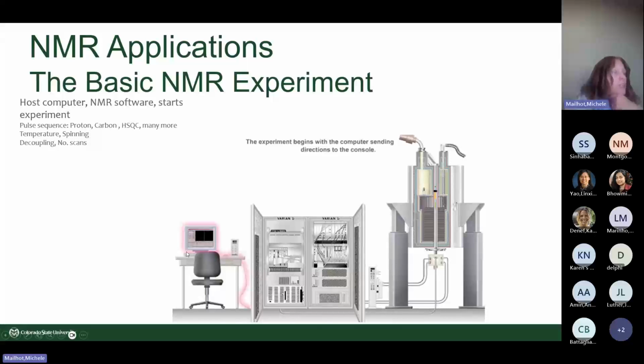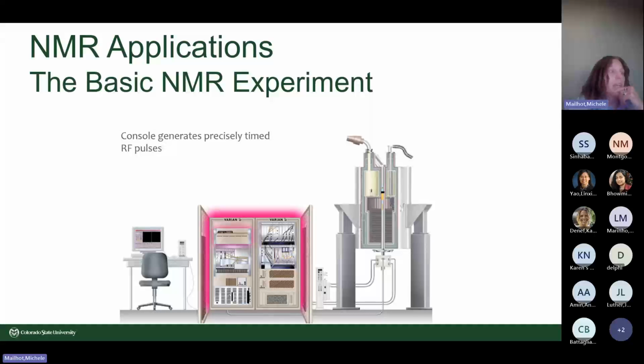Where you start is at the computer, where you tell it what you want it to do. Whatever sequence you're looking at, if you're looking at proton, you pick the proton experiment, you tell it that's what I want to do. It gets all of those things ready for you and sends that information to the console. The console is in charge of generating pulse sequences, the timing, your lock signal, your shimming, the power to everything.